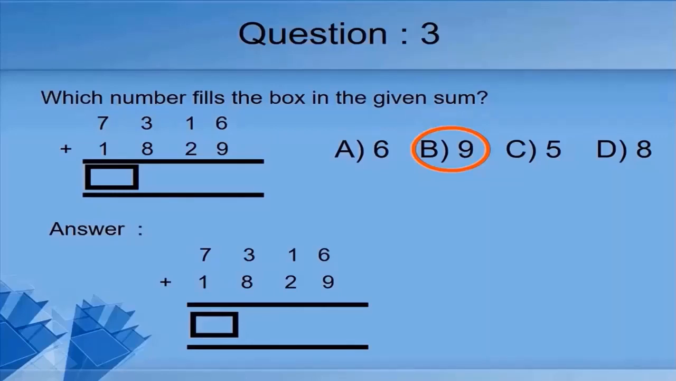6 plus 9 is equal to 15, so I will carry forward 1 to the tens place. So 2 plus 2 is equal to 4. 3 plus 8 is equal to 11, so I will carry forward 1 to the thousands place. Now 2 plus 7 is equal to 9. So the answer will be 9.